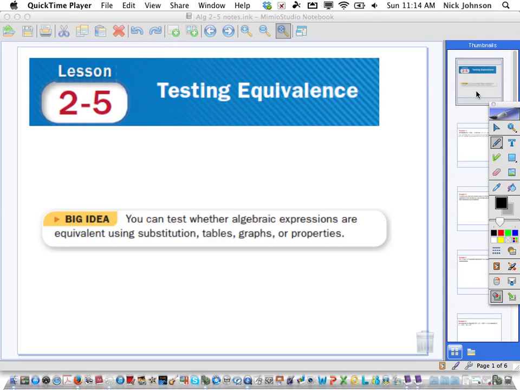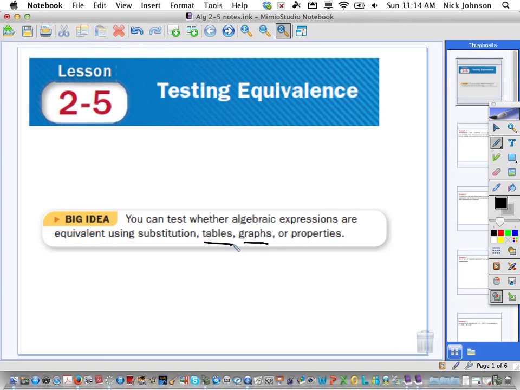Today we're going to talk about lesson 2-5, testing equivalence. The big idea is you can test whether algebraic expressions are equivalent using substitution, tables, graphs, or your properties. What you're going to like to see is we're going to look at graphs and tables especially because our calculator is going to do a lot of the stuff for us.